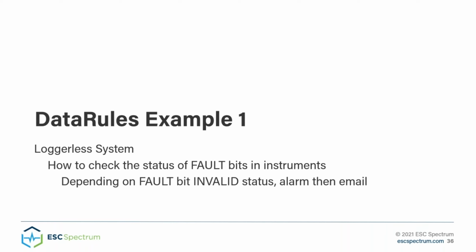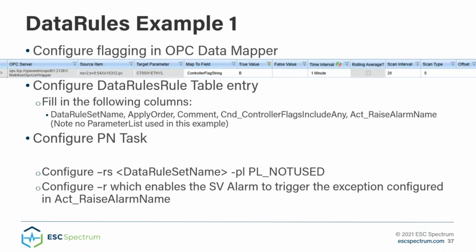The first example is supposed to represent a loggerless system. So how can I use data rules with OPC to check the status of fault bits and instruments? Well, it depends on a lot of things. One thing you need to be aware of is that you need to have direct communications with that analyzer, either the PI historian or via, it just depends on where that information is coming from, but you need to make sure it's mapped in the OPC Data Mapper field accordingly. You do that by configure flagging in OPC Data Mapper.